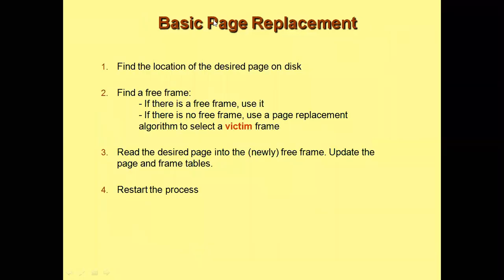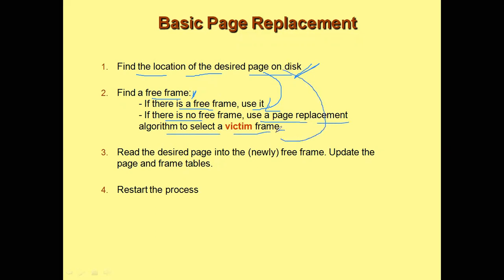So this is the procedure for basic page replacement. You have to find the location of the desired page on the disk, because this is the particular page that has to be brought into the main memory. If you have to bring a required page into the main memory, then you will have to find a suitable free frame for it. If there is a free frame, then you can easily get this page into the main memory. But if there is no free frame, then you have to use page replacement by selecting a victim frame and then getting this page in the place of the victim frame.